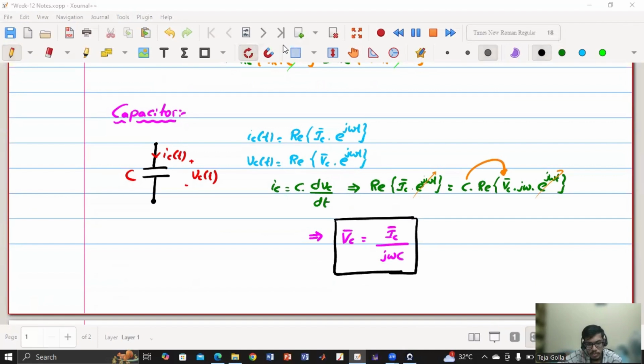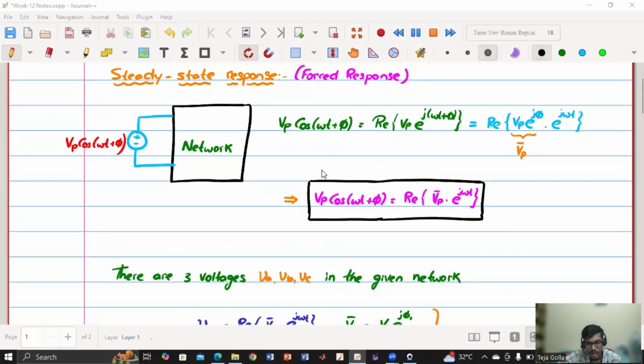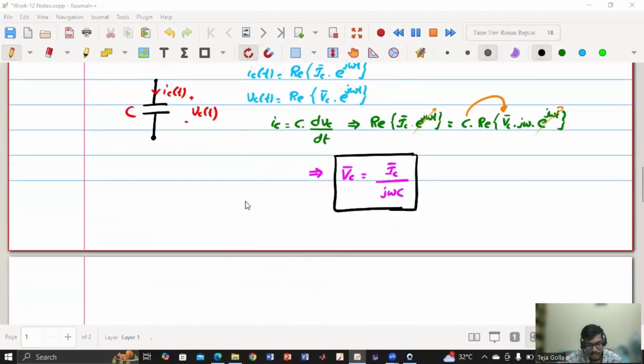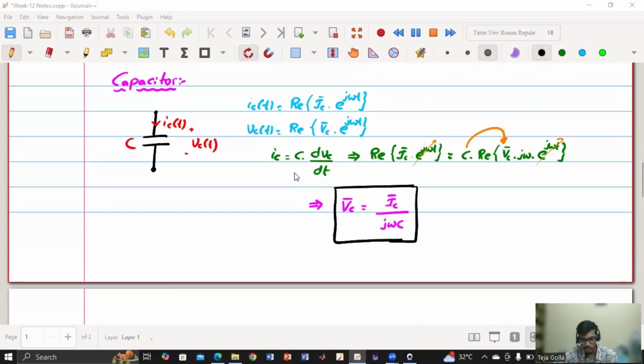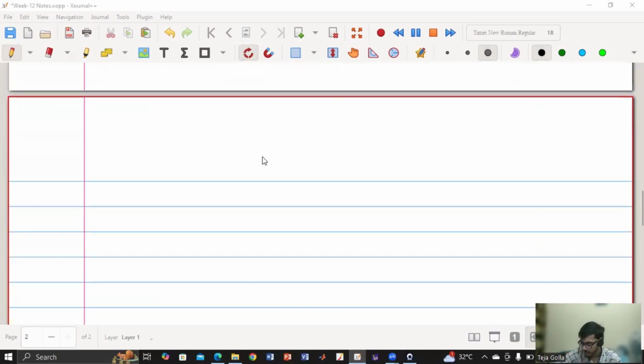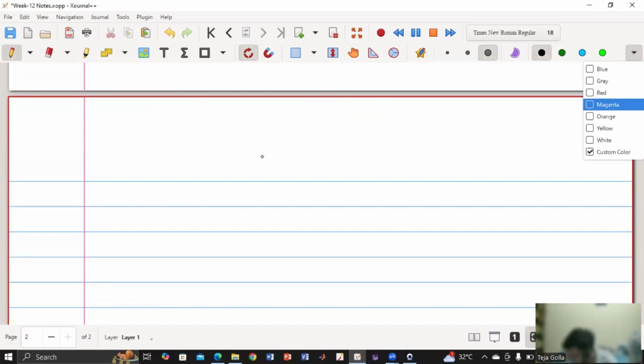True if the input is cosine. What if we have other input like sine or DC? Yes, very good question. I'll come back to it once I discuss the inductor part. If it is DC, things are very simple, because we know that at steady state the inductor acts like a short and the capacitor acts like an open circuit. So for DC it is okay. But what if it is sine? I'll come to that part, but let me first complete the inductor part.